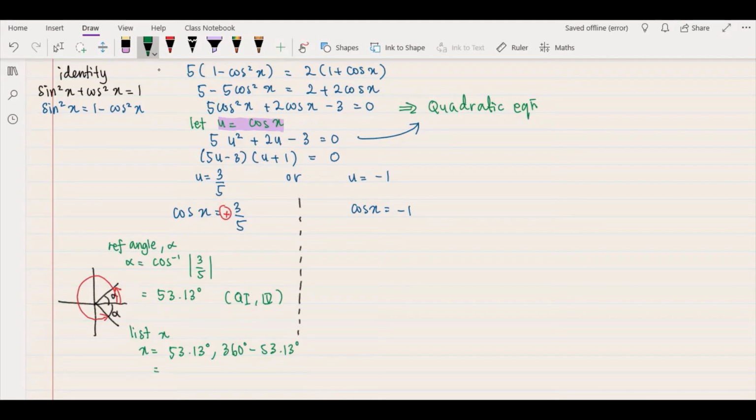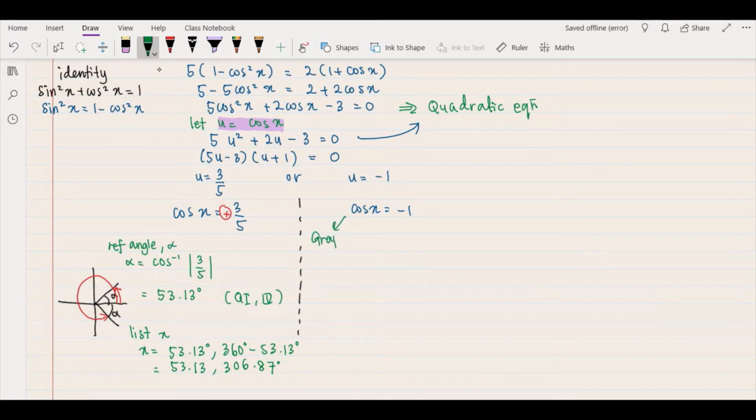Let's just calculate that one. And we will have 53.13 as well as 306.87 degrees. Are we done? Is that the final answer? No, don't forget we have the second part. So for the second part, what do we use to solve this one?